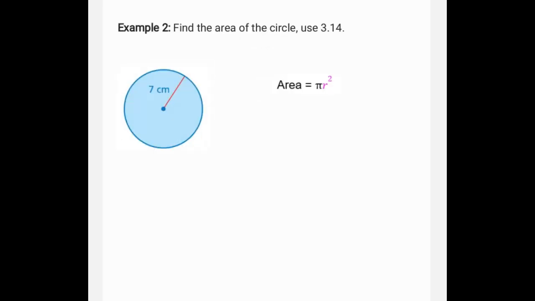Example 2, we're going to continue to find the area. In this case, our radius is given as 7, so we don't have to do as much work here. So we're going to go ahead and put pi as 3.14, and our radius is 7 squared. So what is 7 squared? 7 squared is 49, so we're going to go ahead and multiply 49, and we'll just put that in the calculator, and we get 153.86. In this case, the unit centimeters squared.